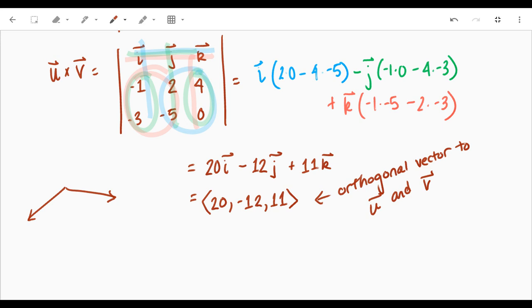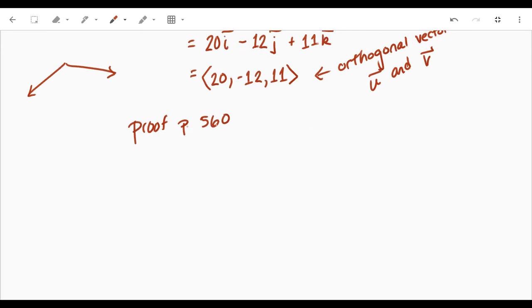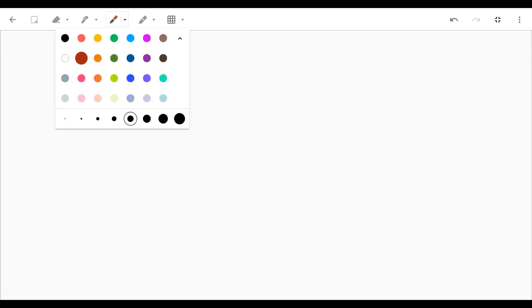Okay, a proof for that is on page 560. I would definitely encourage you to follow along with that proof. Your right hand rule is on page 561. So we know that when you perform a cross product, we're going to get a vector that is orthogonal to both of the vectors, but we won't know which direction it is, because there's two of them. So that's where your right hand rule comes in. And this is on page 561 in your book.